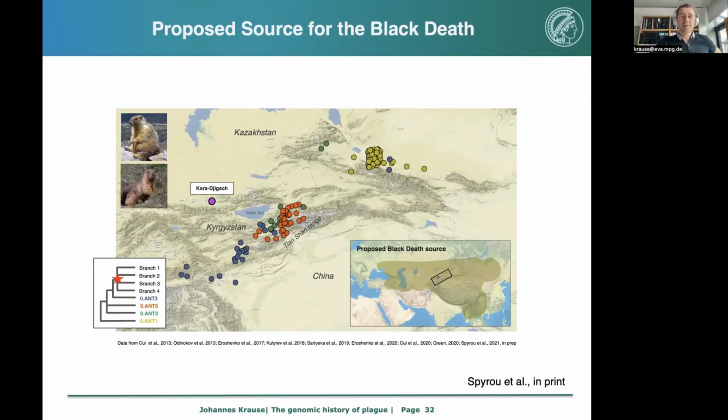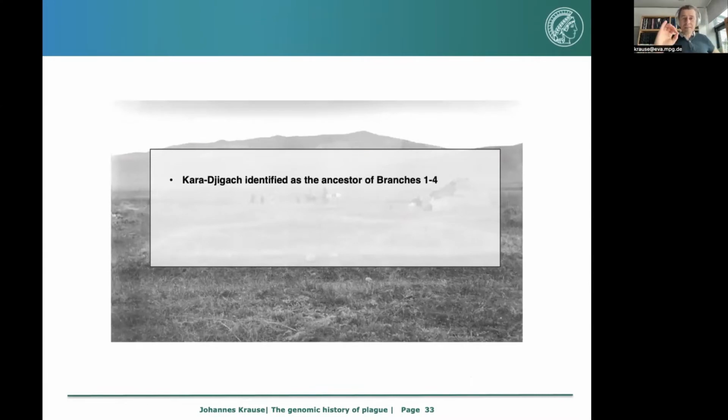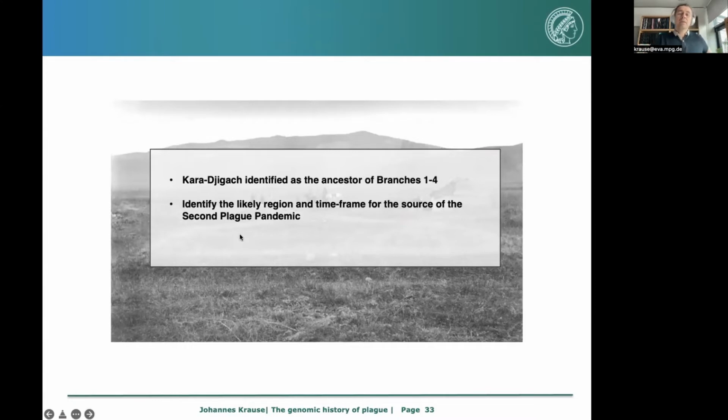We don't know which one, but one of them probably then gave rise to the strains that emerged for the first time in humans and then spread throughout Western Eurasia and later on even the world. So with that particular study, we can say the Karadzhach is the common ancestor, which is really exciting for branches 1 to 4. So it's the kind of mother of the Black Death, if you want.